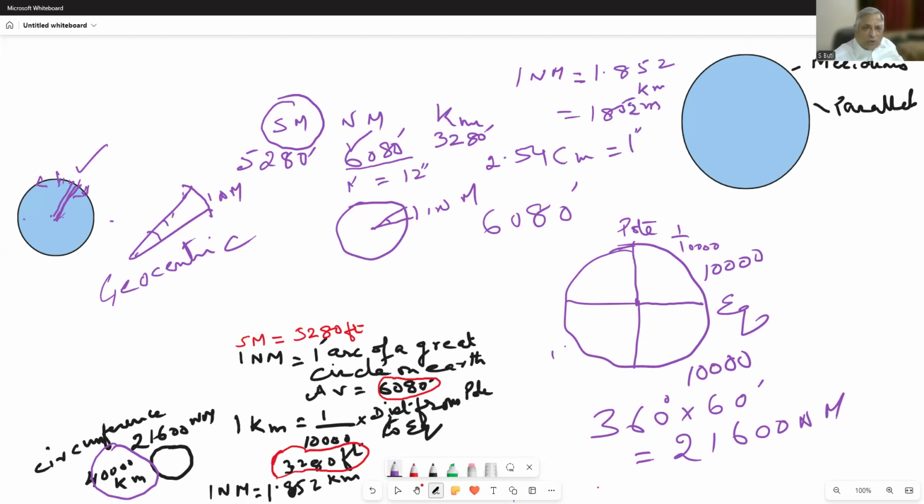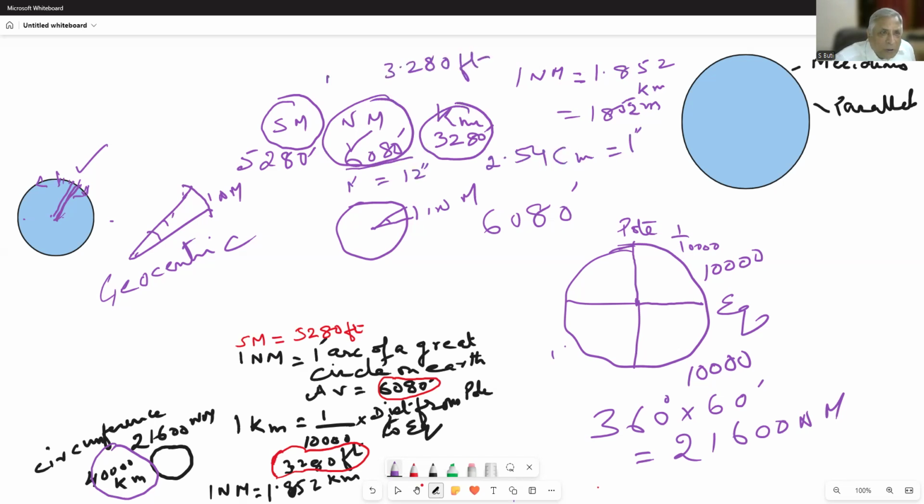Some of these formulas should be remembered by heart. Every time you don't have to run for the calculators. And we will be doing these questions in our maps and charts. I repeat, 1 nautical mile, 6,080 feet, is equal to 1.852 kilometers or 1852 meters. Each meter is then 3.280 feet.